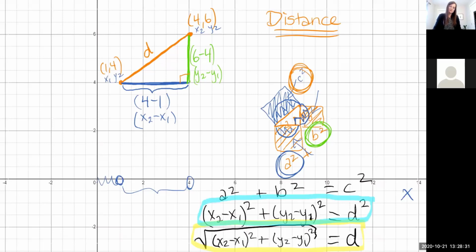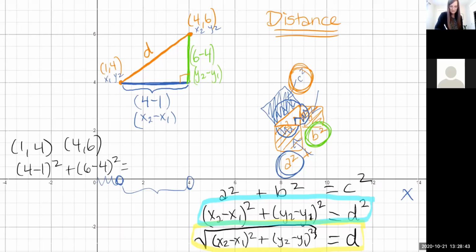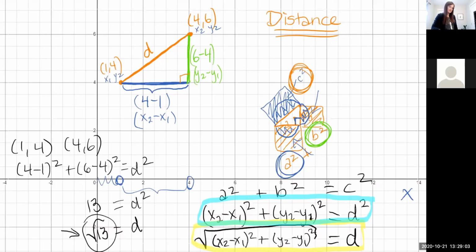In this particular case, if you're finding the distance between (1, 4) and (4, 6), you're going 4 minus 1 squared plus 6 minus 4 squared equals my d squared. And you calculate all that. 3 squared plus, what is that, 2 squared. So 9 plus 4 is 13. And if you square root that, you get root 13 is the exact value distance of d.